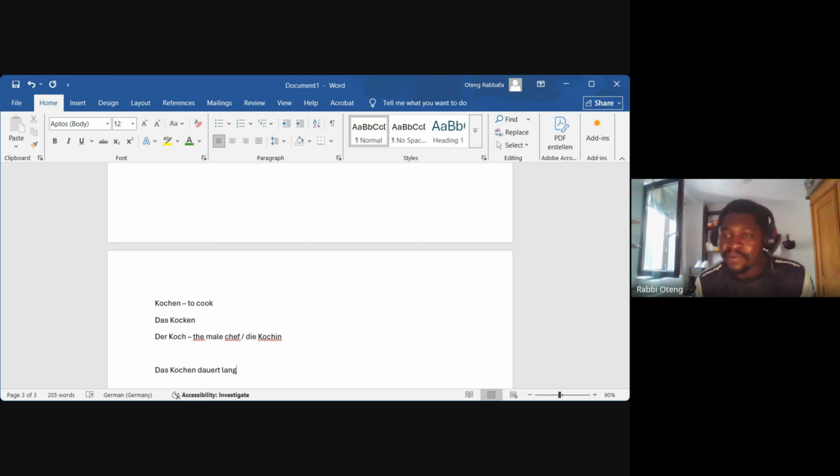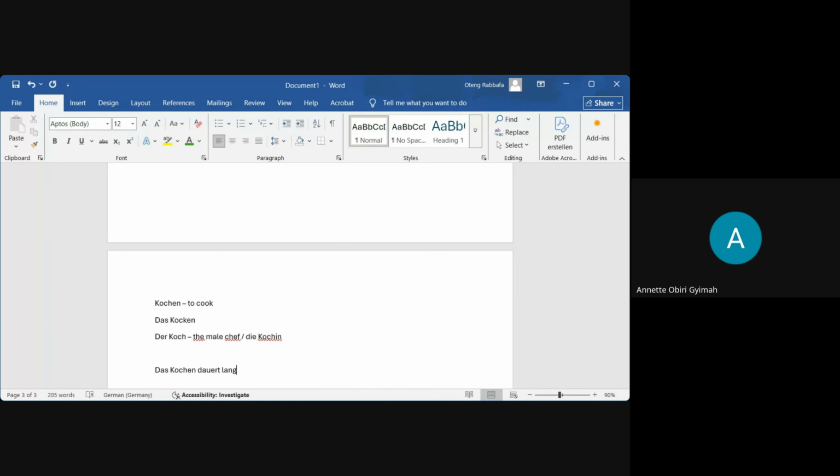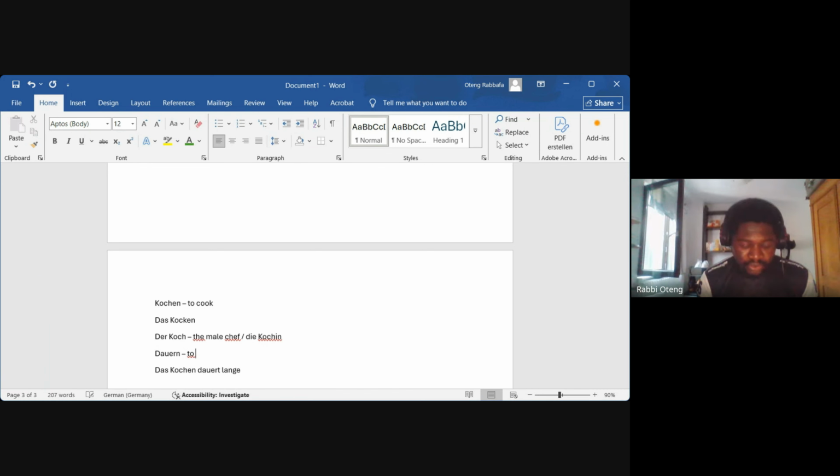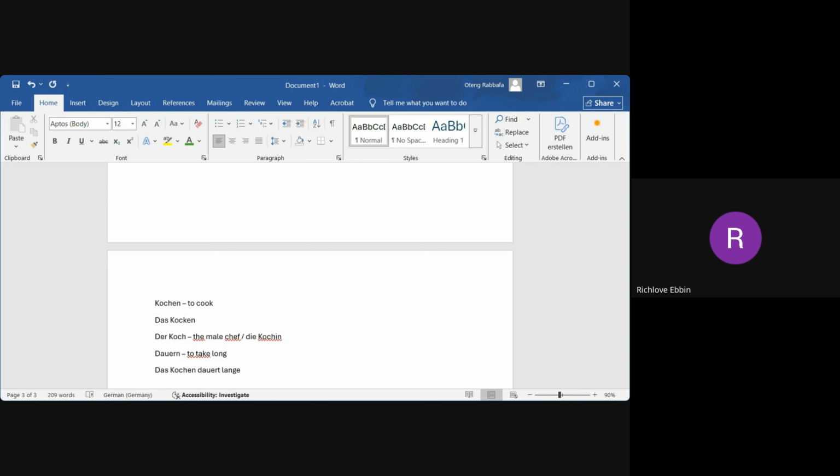Okay, it's taking long. Lang: one is for normal long as in measurement, and long as in time. Then the comparative. It's not to take long, is it to last? Something lasting for a period of time. Last.